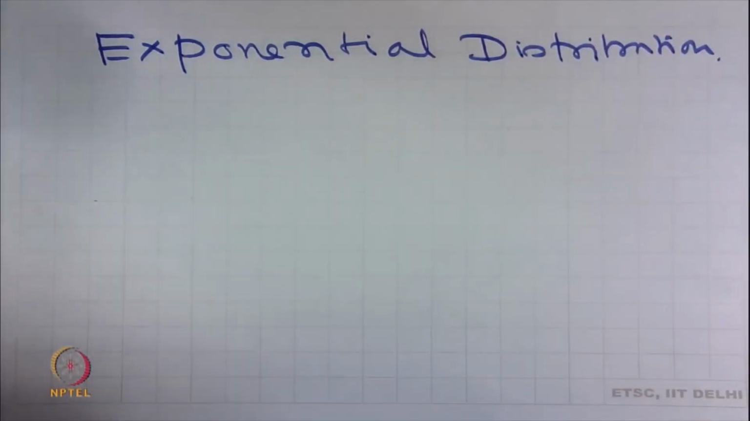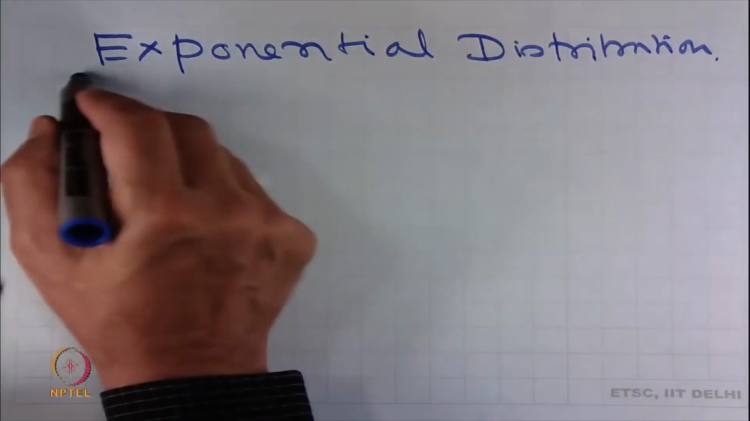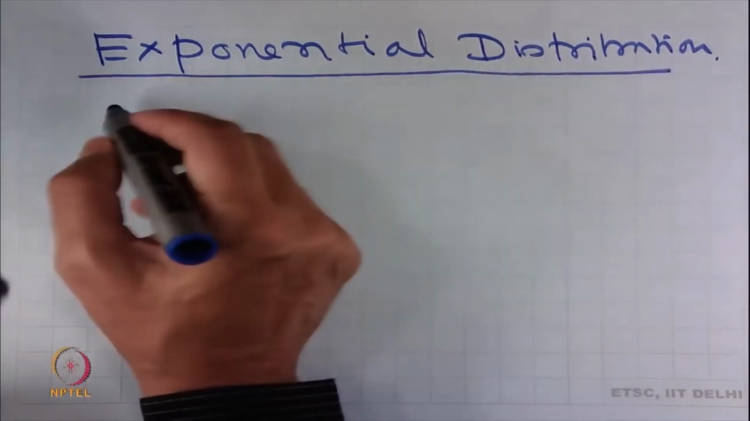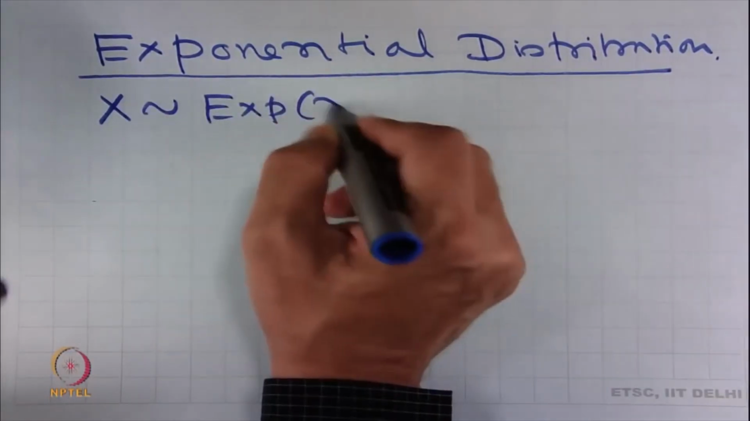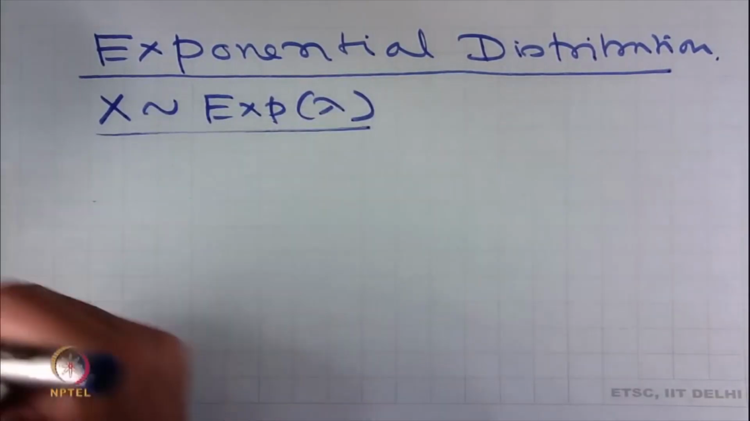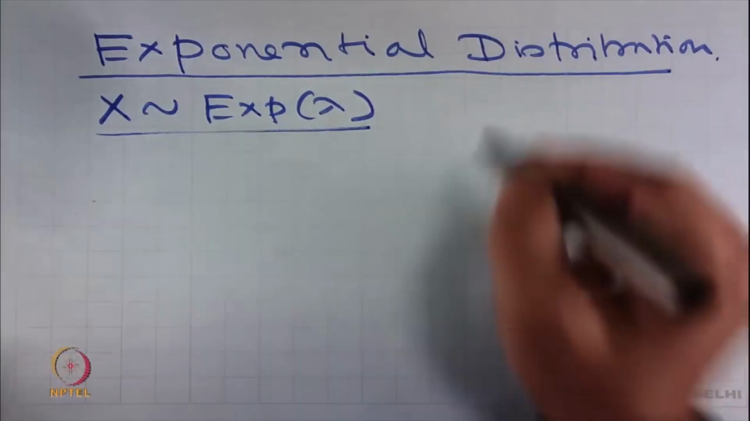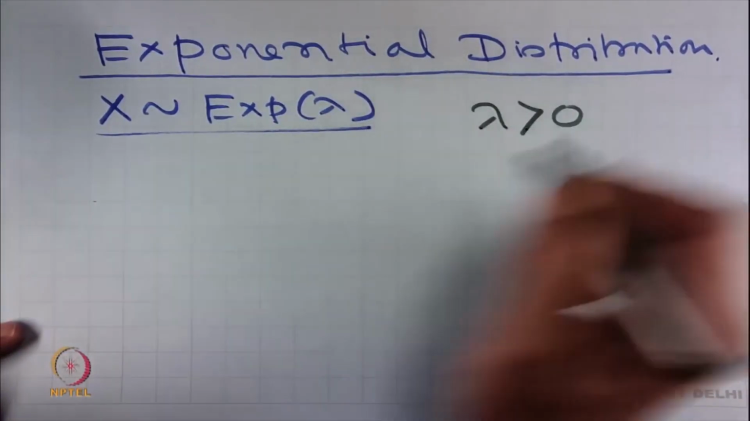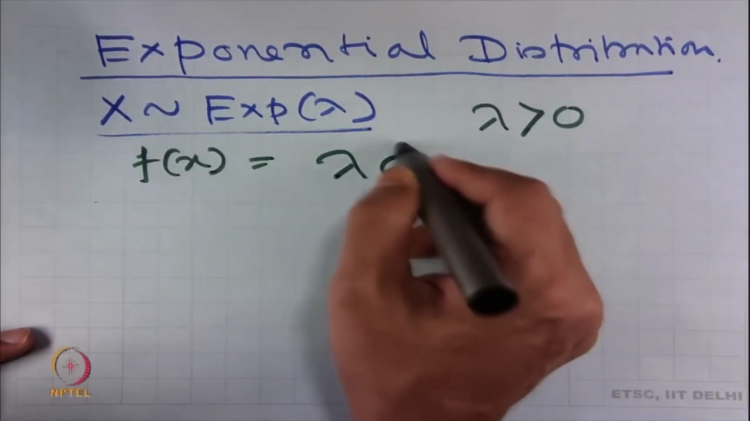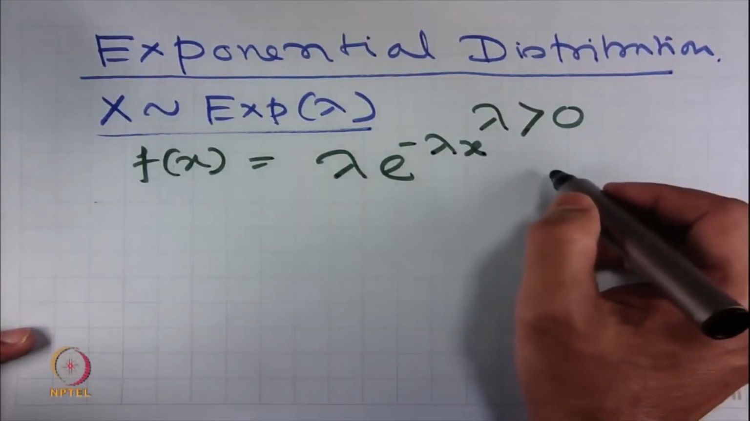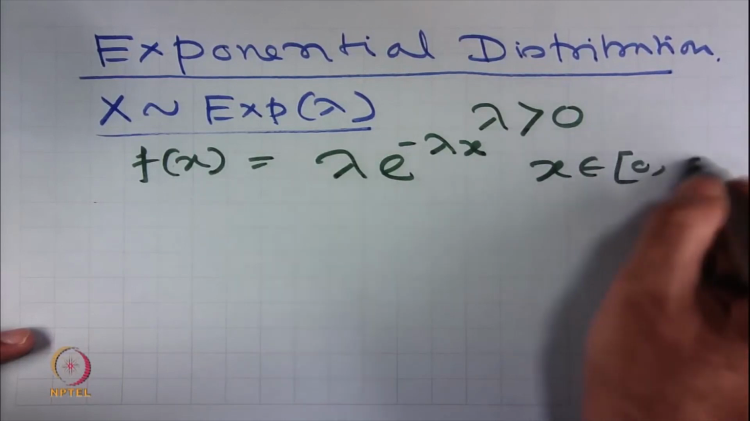This is also used for modeling some arrival, where lambda is typically the arrival rate. So, if x is a random variable following the exponential distribution with parameter lambda, where lambda is greater than 0, then f of x is equal to lambda e to the power minus lambda x for x belonging to 0 to infinity.